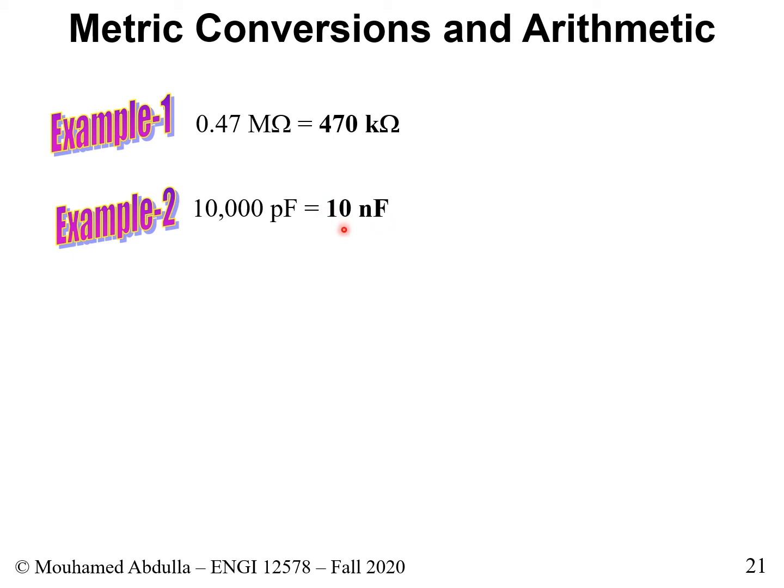This value is certainly greater than 1, less than 1,000. And this is n, which is a multiple of 3. It's times 10 to the minus 9. And this is engineering notation. This is not engineering notation.